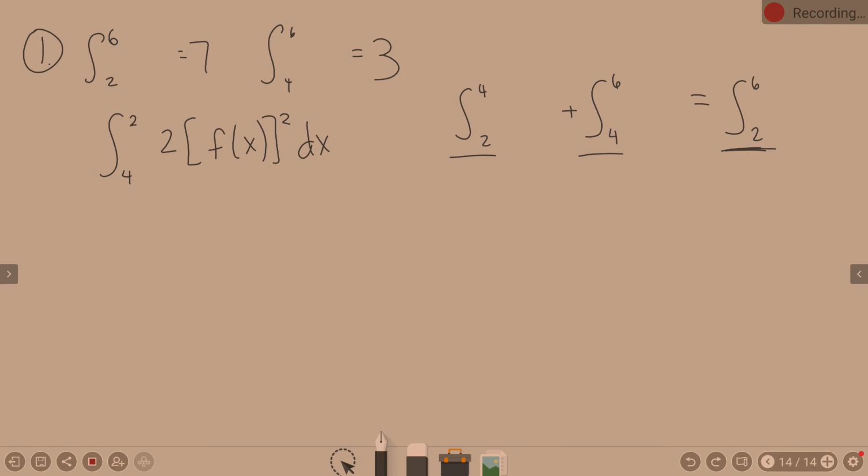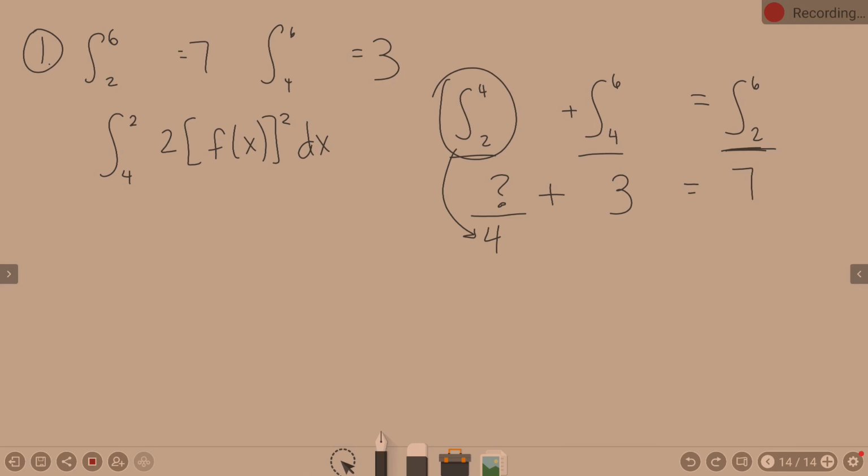Now, what are we provided? The integral from 2 to 6 is 7. The integral from 4 to 6 is 3. And so I kind of did first grade type math there of what plus 3 is 7. And that is 4. So what I know right here is the integral from 2 to 4. You see what I'm kind of trying to make the point of here? Is equal to 4.